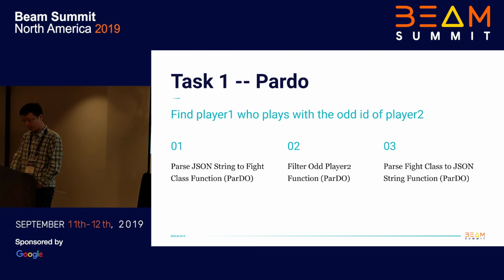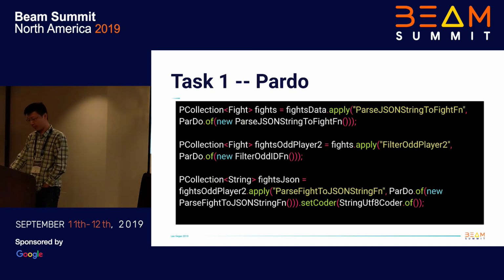Let's do one example real quick. We're going to find the player who plays with all the odd IDs of player 2. It's very straightforward, but because it's a JSON file, we need to first parse it to a class, then apply some filter functions, and then write the result to the output. So a couple of things that we can do.